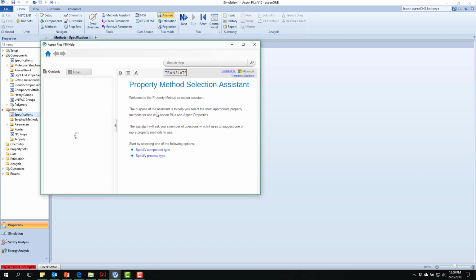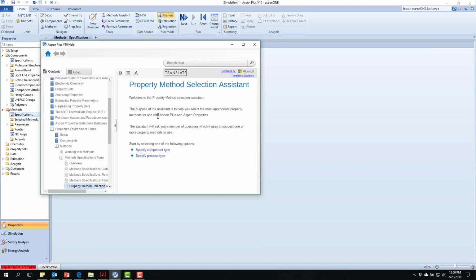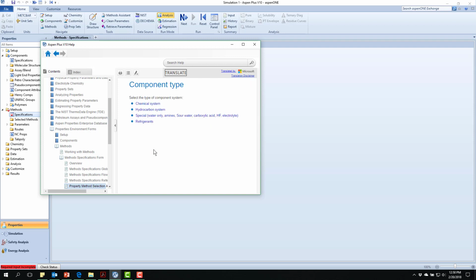Now the methods assistant in version 10 does look very different, and actually asks some slightly different questions, but basically it's going to open up a screen that's going to ask you, do you want to either specify a component type or specify a process type? And normally I go with specify the component type. I have a choice of chemical systems, hydrocarbon systems, specialized electrolytes, amines, some of these things have some very special properties, or refrigerants as my options here.